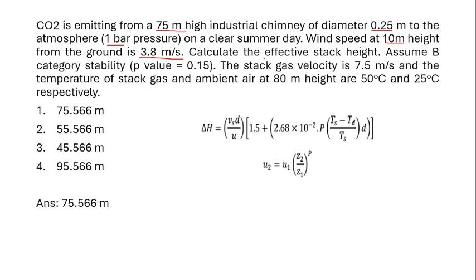And here also the same question is asked. You need to calculate the effective stack height. Next, assume B category stability. So P value is same, 0.15, and the stack gas velocity Vs is 7.5 meter per second, and the temperature of the stack gas and ambient gas is 50 degrees Celsius and 25 degrees Celsius. Now you need to calculate the delta H and find the effective stack height. Please solve this problem.